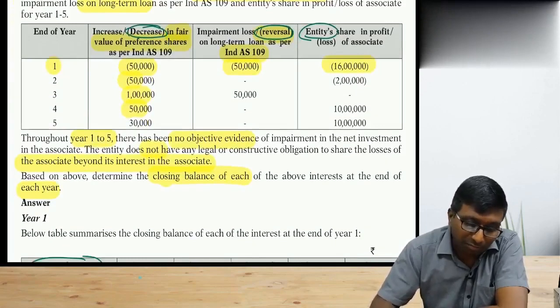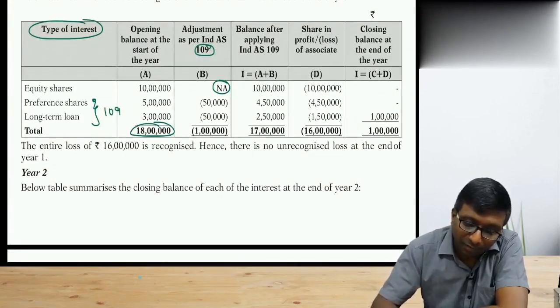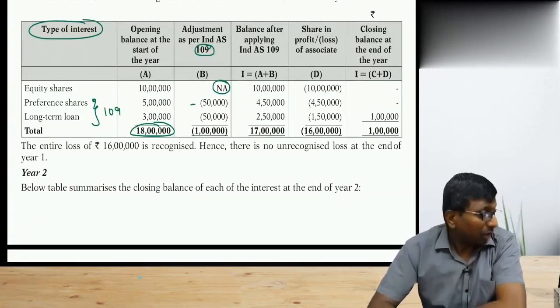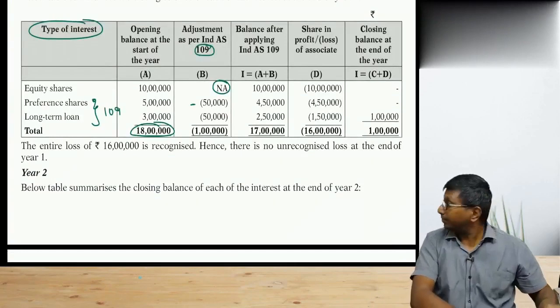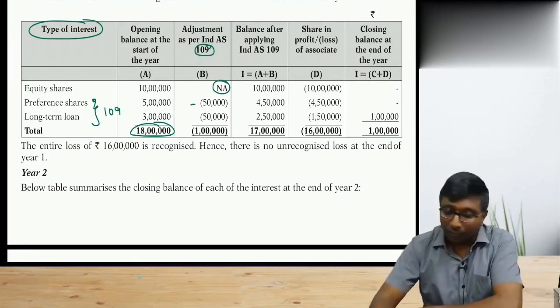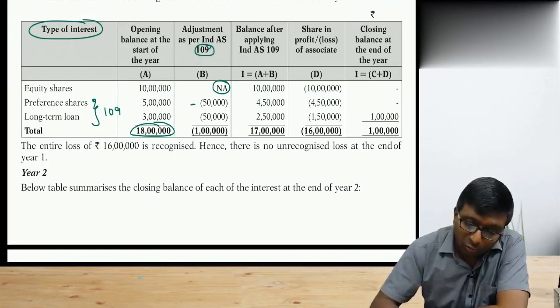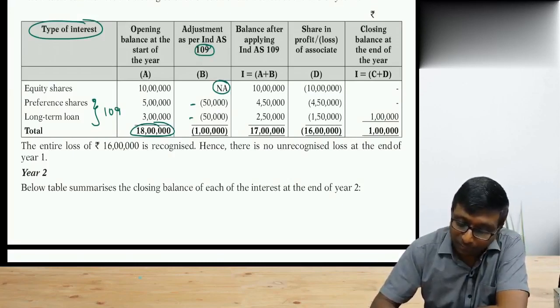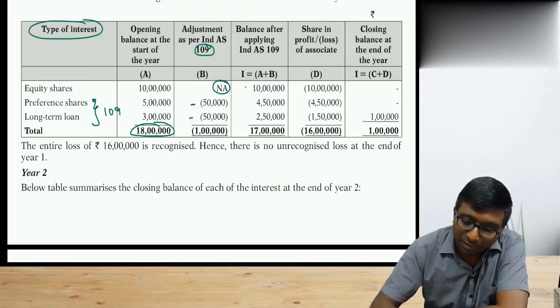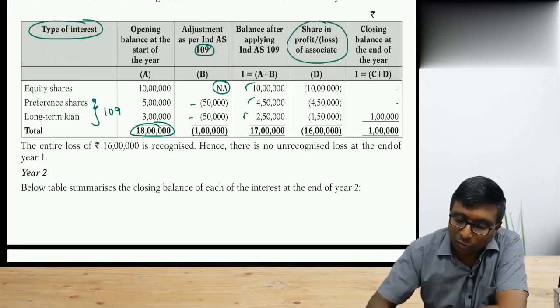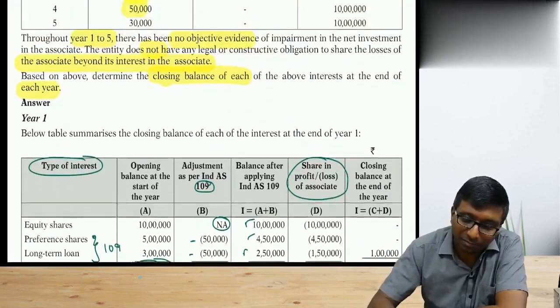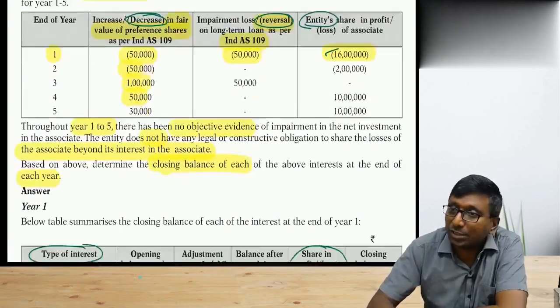So, impairment loss. What is the impairment loss? Impairment loss with respect to the preference shares is 50,000. Impairment loss with respect to the other one, the long-term loan, is also 50,000 rupees. This is the balance afterwards. Now, share in the profit or loss of the associate. What is the share here exactly? Take it from above. 16 lakh rupees share.